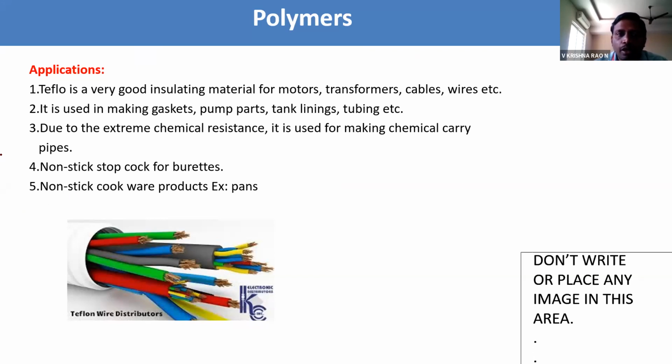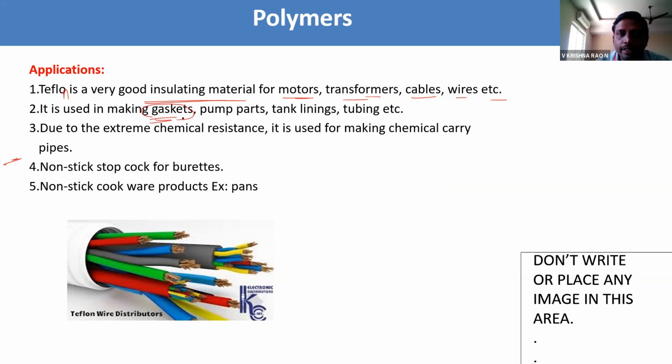Teflon is a very good insulating material for motors, transformers, cables, wires, etc. And it is used in making gaskets. Gaskets are nothing but the rubber present in pressure cookers, which is made up of Teflon.